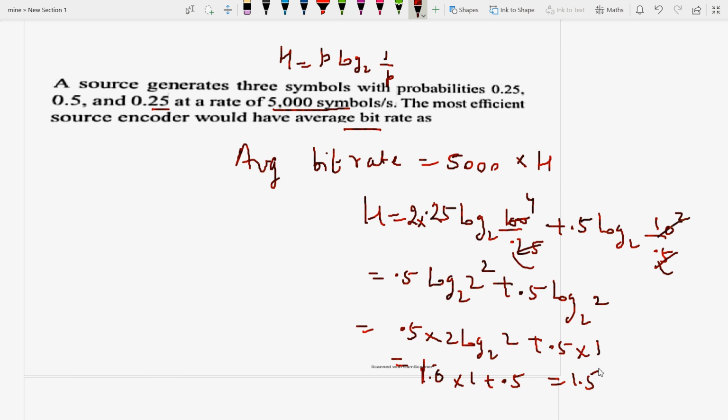Okay. Now you have average bit rate is how much? As it is asking for average bit rate, it is equal to 5000 into 1.5. So it is 7500 bits. Okay, this is the question.